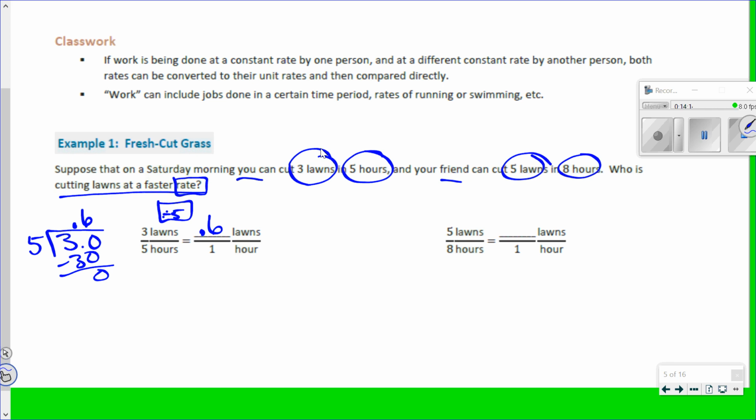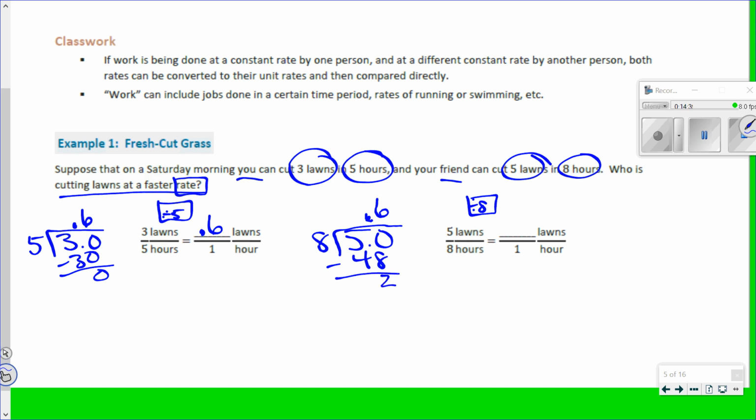Yes, sir. Page 98. On the other one, my friend does 5 lawns in 8 hours. How do I go from 8 to 1? Divide by 8. So I'm going to take 5, divide it by 8. Doesn't go to 5, so I do 50. That's going to go 6 times.